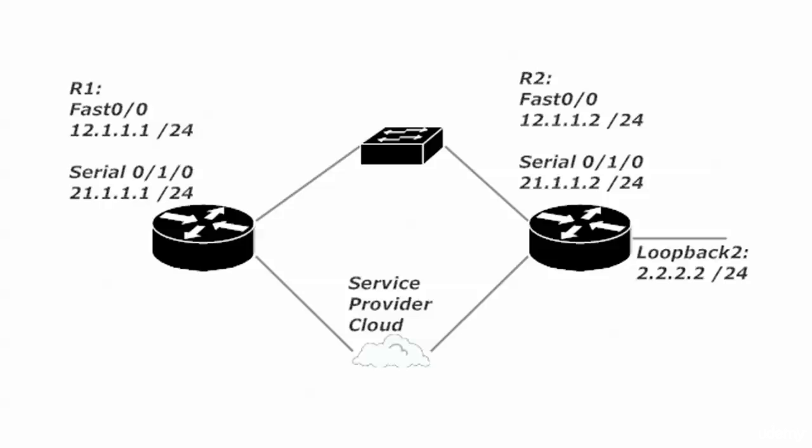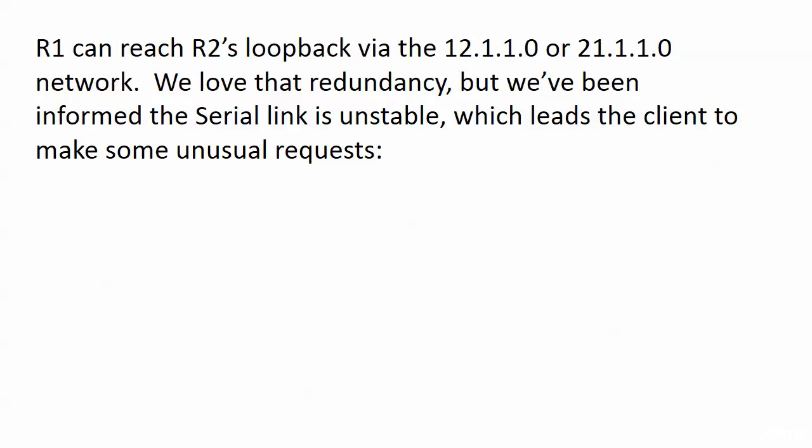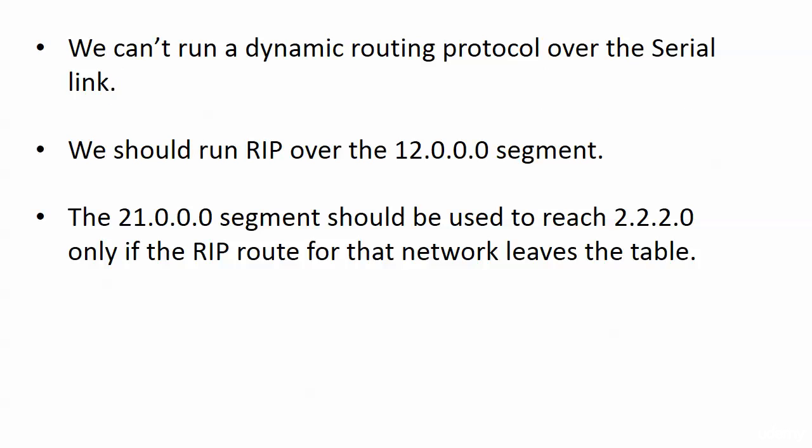So, but they do want a backup link because since router 1 can reach router 2's loopback in two different ways, we love that. We love the redundancy. But again, in this particular lab, we've been told that serial link is unstable. And that leads the client to make some unusual requests. First off, in this lab, we're not allowed to run a dynamic routing protocol over the serial link.